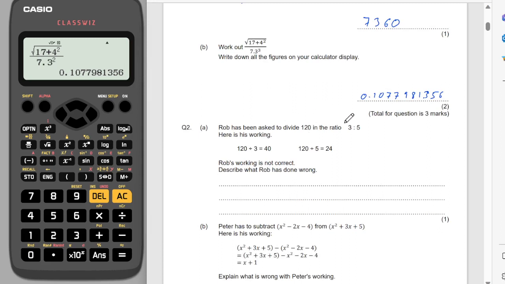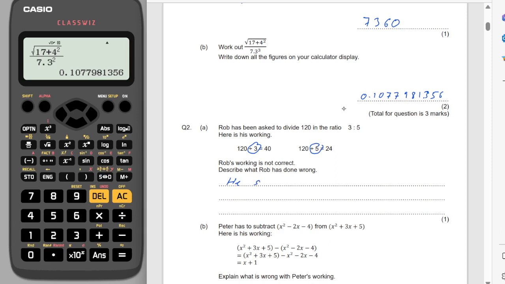Okay, question 2. Rob has been asked to divide 120 in the ratio 3 to 5. Here is his working. 120 divided by 3 is equal to 30. 120 divided by 5 is equal to 24. Rob's working is not correct. Describe what Rob should have done wrong. So it's the dividing by 3 and dividing by 5. So describe what Rob has done wrong.